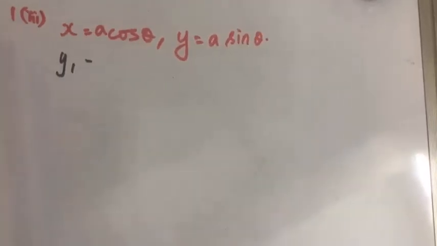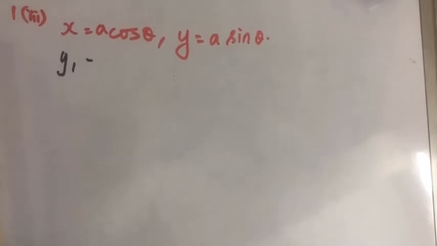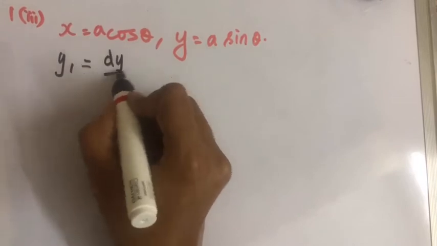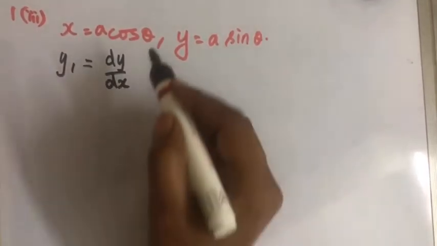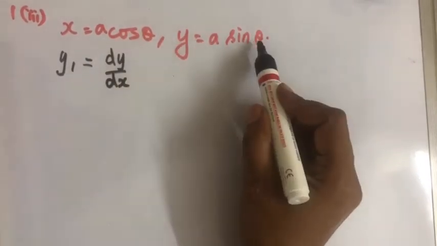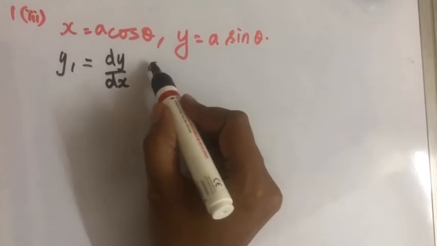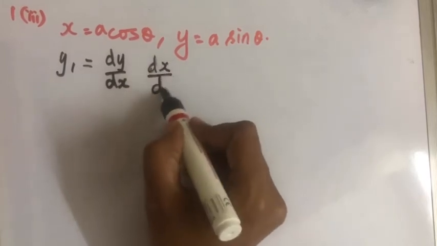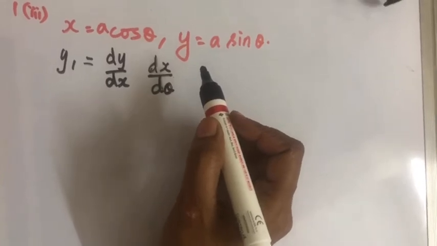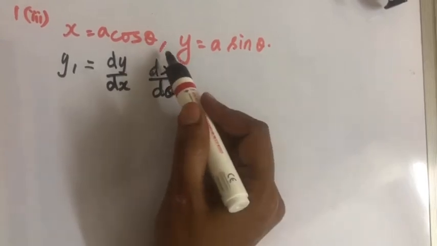Third subdivision, x is equal to a cos theta and y is equal to a sin theta. We need to find y1. What is our y1? dy by dx. Here this function x is with respect to theta and y is also a function of theta. So we can differentiate them as dx by d theta. Here we are using the parametric differentiation of parametric functions. The previous topic, the previous exercise, we have learnt about this.